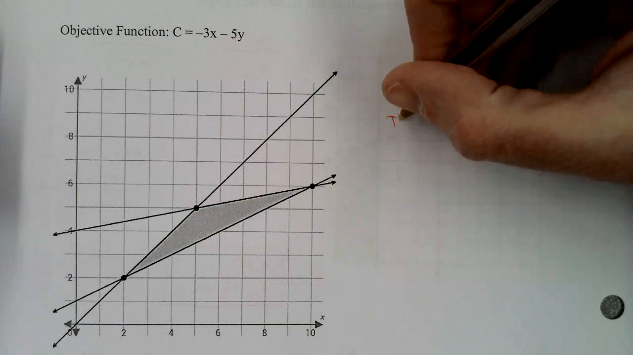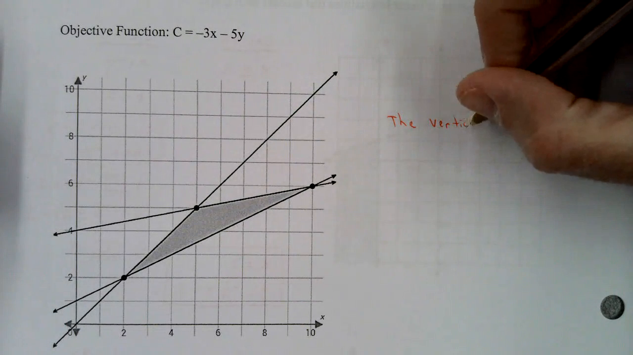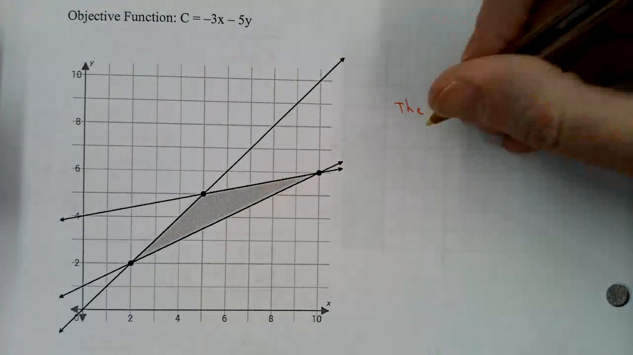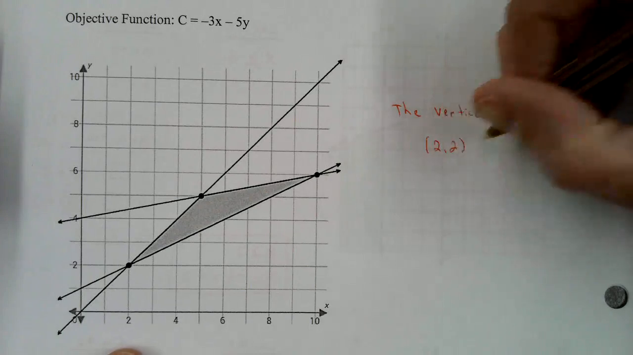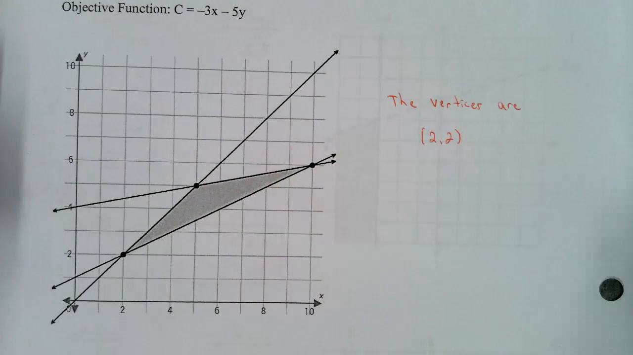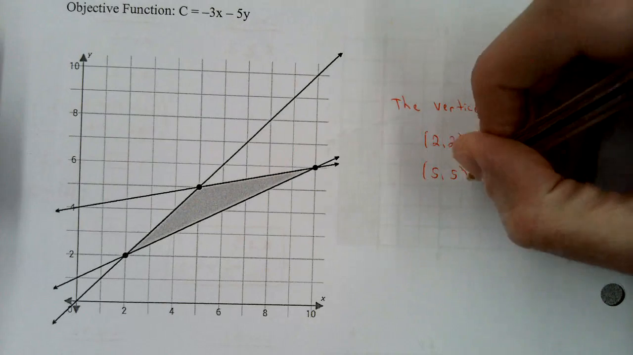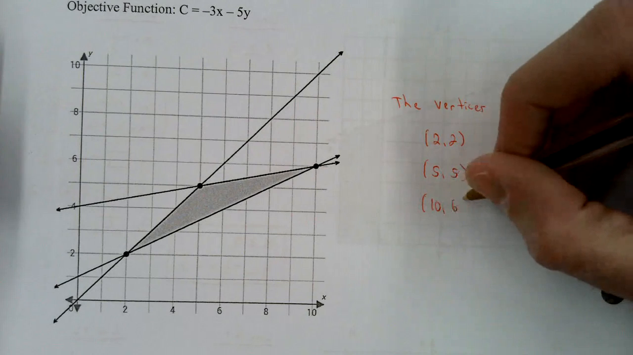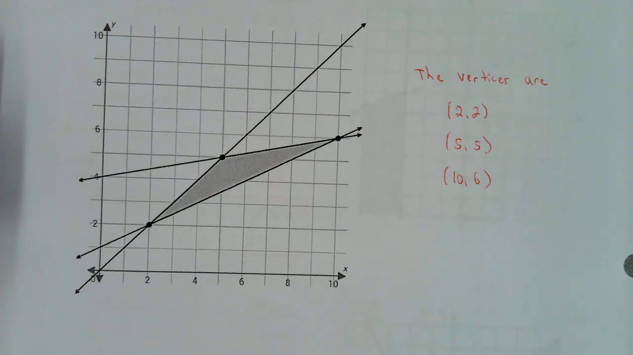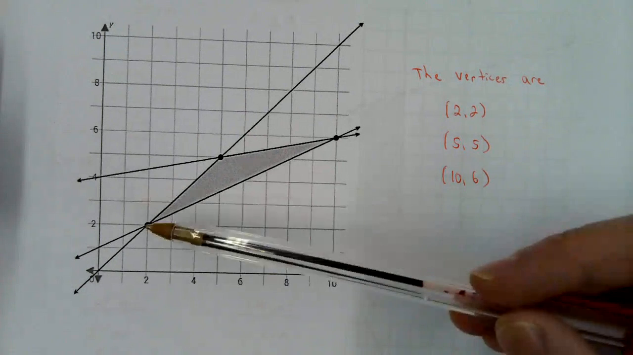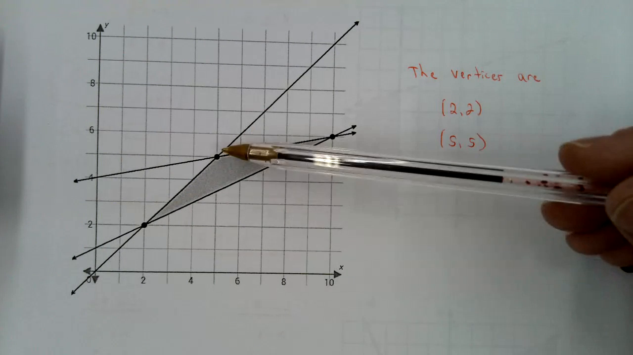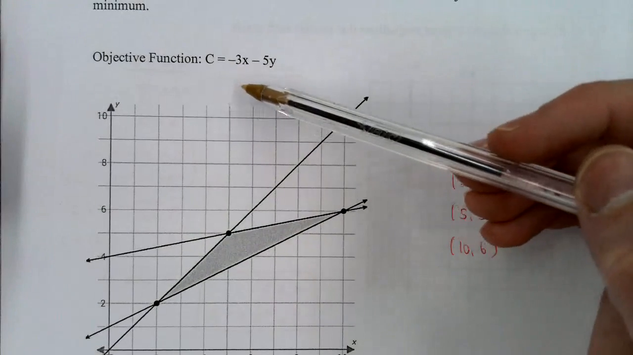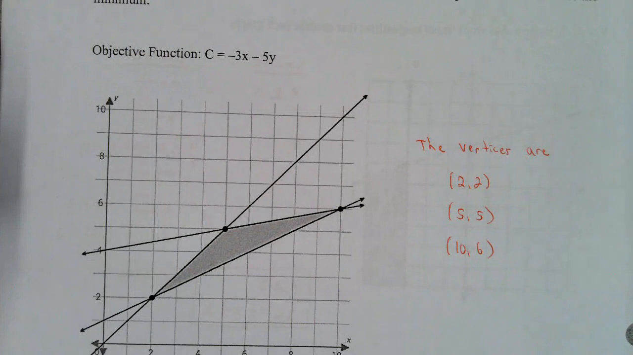The vertices are 2, 2. We have 5, 5. And then we have 10, 6. Okay, so those are the 3 vertices of the feasible region: 2, 2, 5, 5, and 10, 6. Okay, we have our objective function right here. So let's see which vertex maximizes it, and let's see which vertex minimizes it.